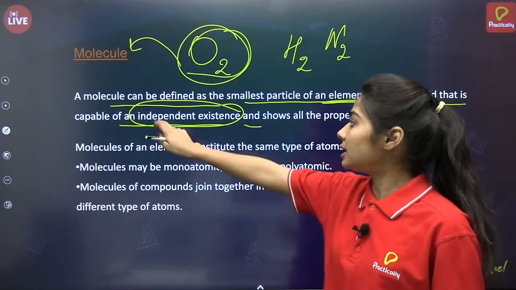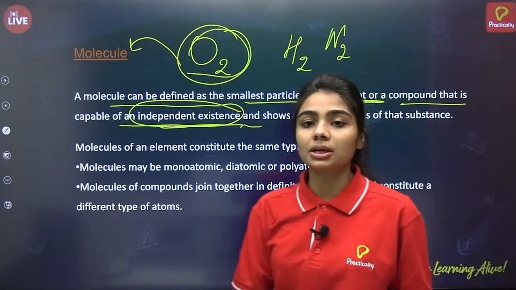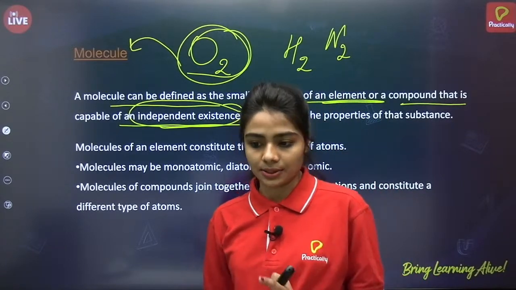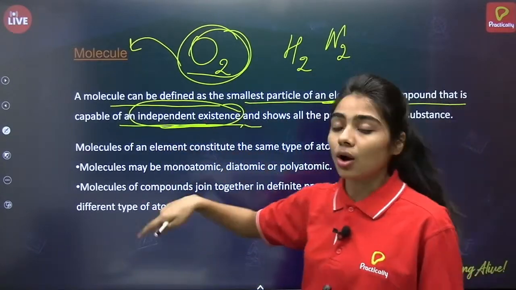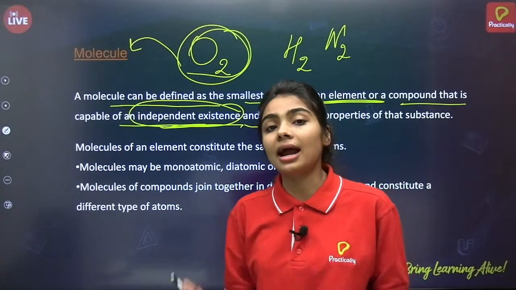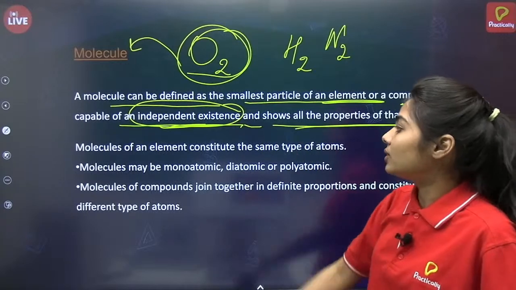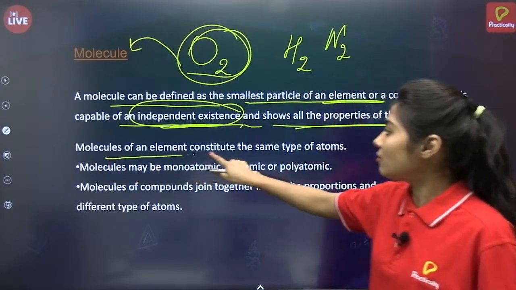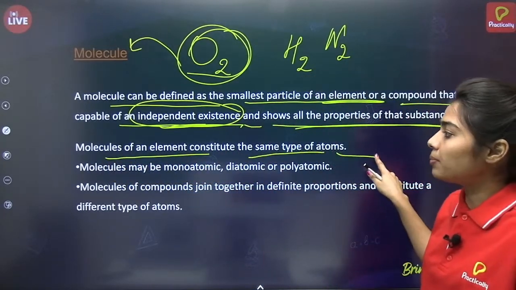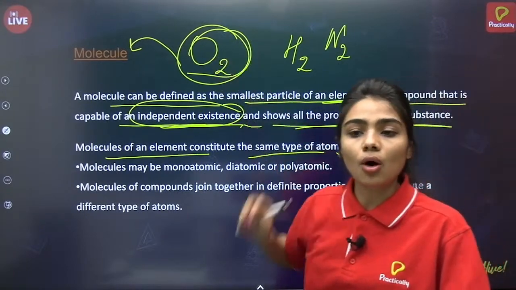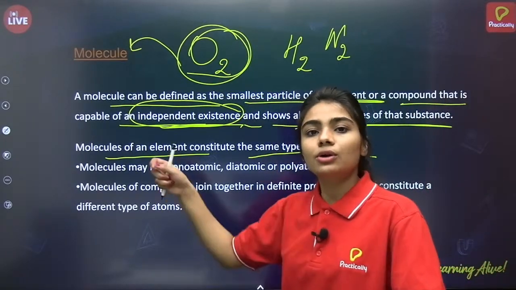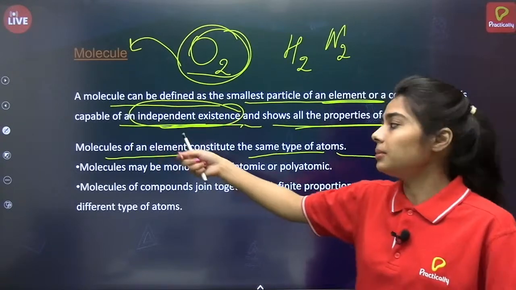Whenever there is an independent existence, that means it will exist. Okay, so it will be your molecule. If there is an atom, it can't exist alone, and a molecule shows all the properties of that substance. So a molecule of an element constitutes the same type of atom. If I am talking about an oxygen molecule, it will have only oxygen atoms in it.